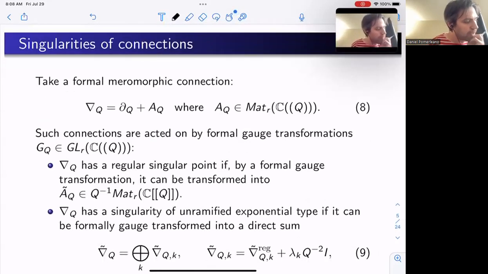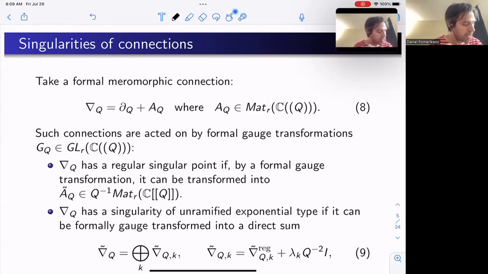So if you take a formal meromorphic connection, something like this, where you have a matrix in this formal field of fractions about 0, the formal punctured disk, then you can act on these by gauge transformations. There's a classical theory of how to classify connections up to gauge transformation. So we say that you have a regular singular point if by a formal gauge transformation it can be transformed to have a pole of order 1. And so that's the simplest kind of singularity.